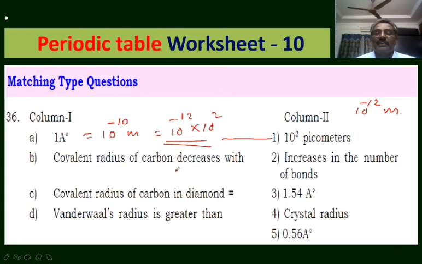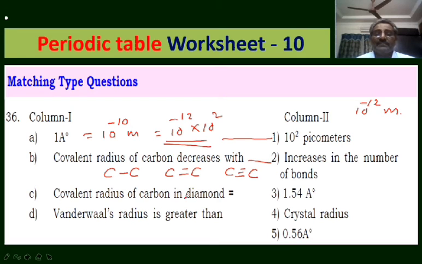Covalent radius of carbon decreases with increase in the number of bonds. Carbon can form either a single bond or a double bond or a triple bond with another carbon atom. If the number of bonds increases, the bond length decreases. As a result, atomic radius decreases. So, covalent radius of carbon decreases with increasing the number of bonds. So, B is to be matched with 2.